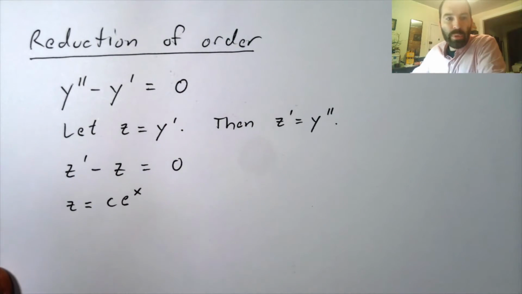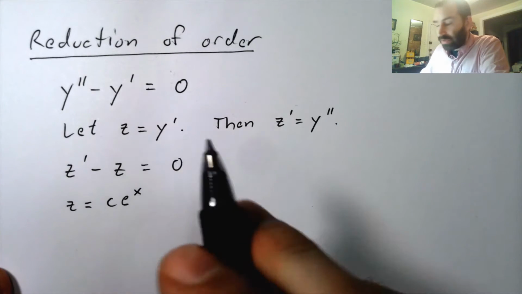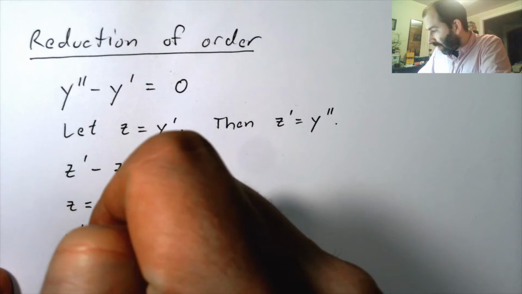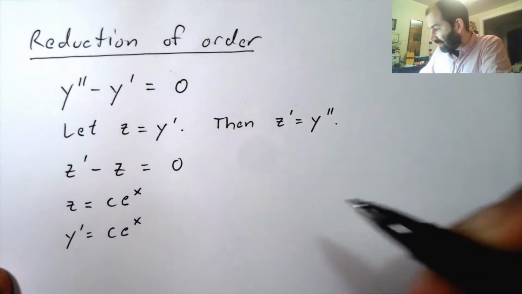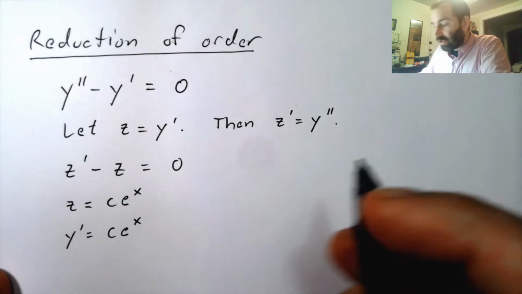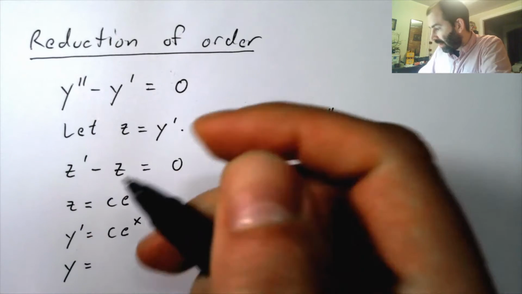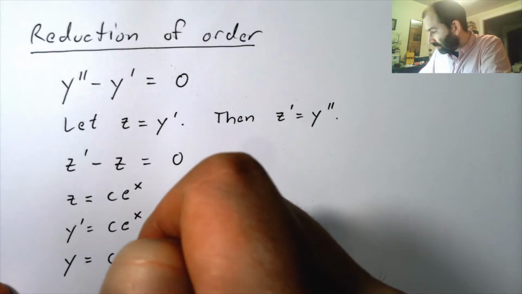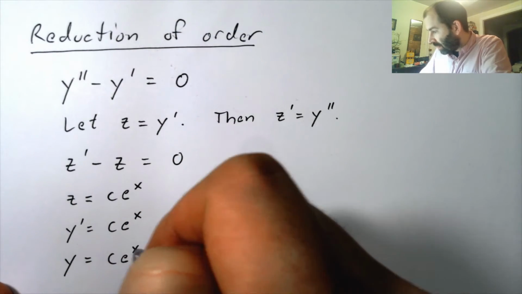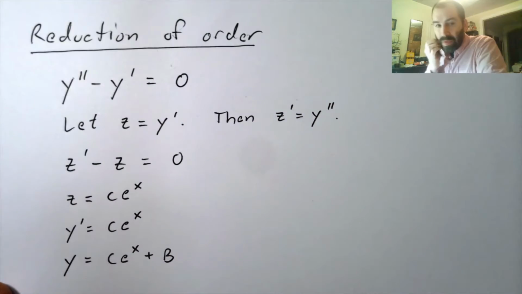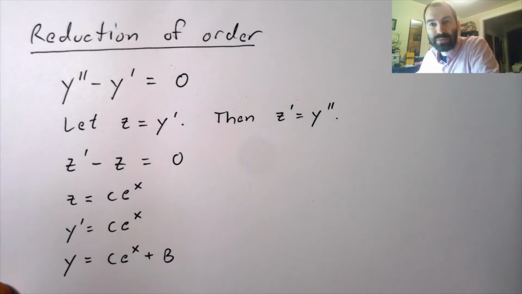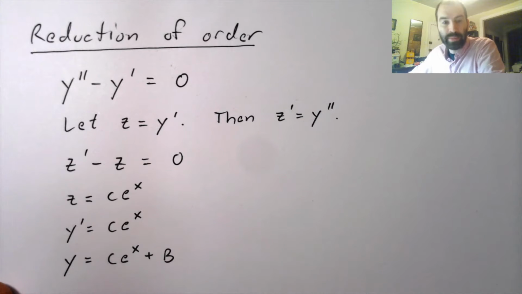Now we can pull that back and get the answer for y, right? Because y prime is equal to z. So we know that y prime is equal to c e to the x. And by anti-differentiating this, we can get our final solution for y. Let's just write it like this: c e to the x plus b for some constants c and b.